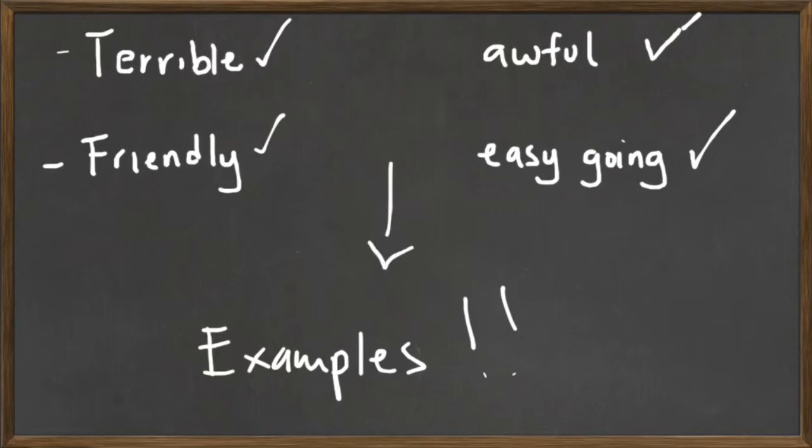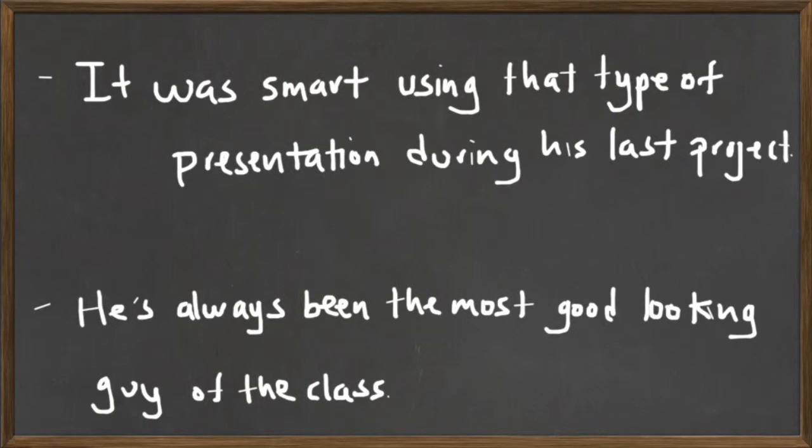Now let's move on to our examples here. Example number 1: it was smart using that type of presentation during his last project. So in this example, we're mentioning that it was very intelligent for that person to use maybe a very nice looking type of presentation, maybe a Prezi or a very well made PowerPoint presentation, or any other application on a computer or tablet PC. So the deduction that we have is that it was very intelligent or very smart to use that type of presentation.